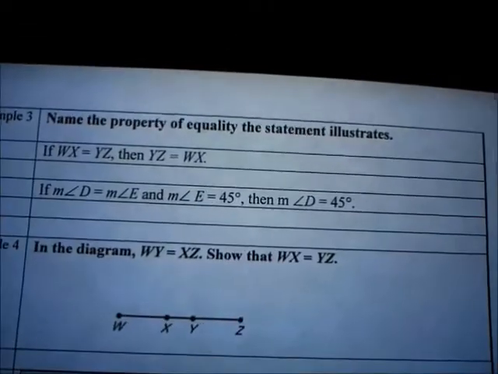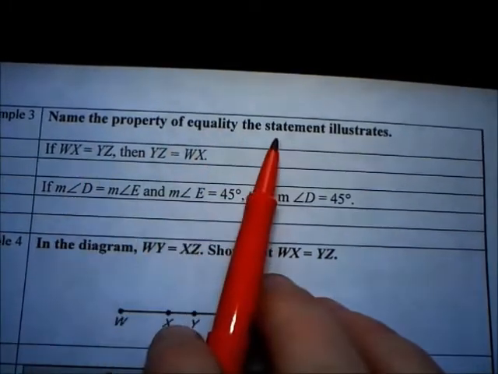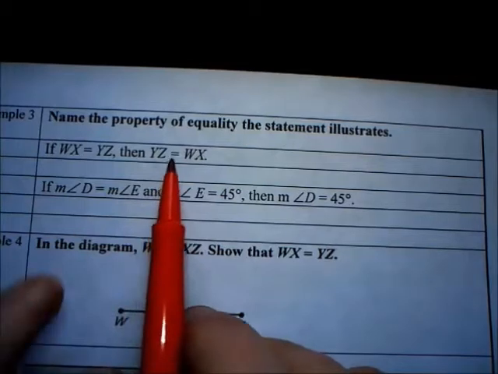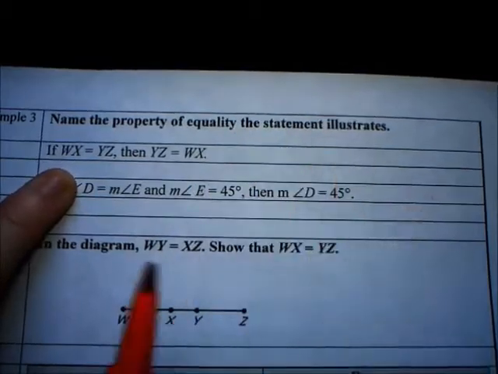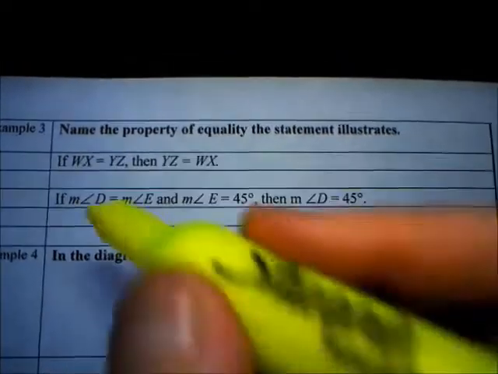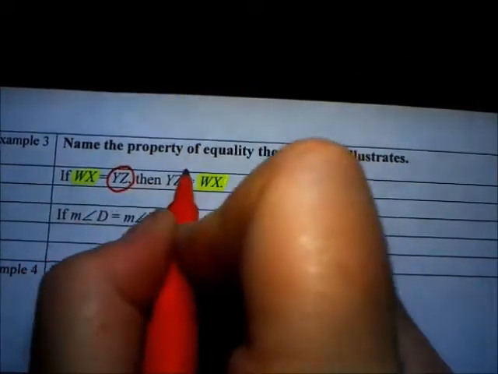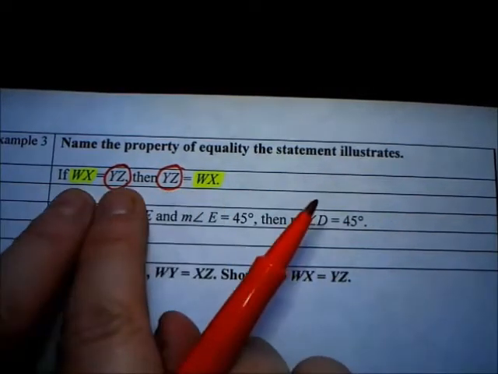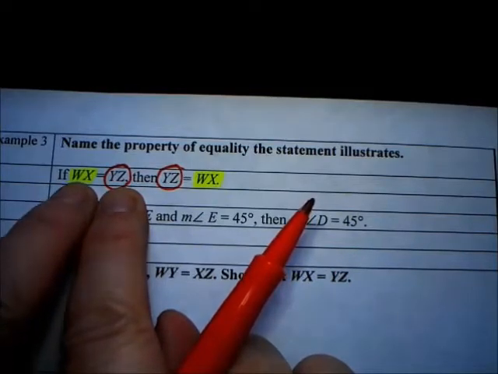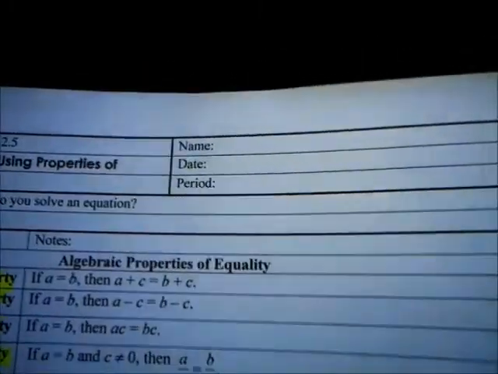On the next problem, example number 3, there are a few statements that say name the property of equality that is listed or illustrated. It says if wx is equal to yz, then yz is equal to wx. Well, what's happening? Here's the wx and there's the wx, and then the yz and the yz. What is actually happening, I see, is that it is flipping the order in which you are writing it. Because the wx was first, it becomes second. Yz was second, it becomes first. So that means this is the one that flips the order around and makes it symmetric.